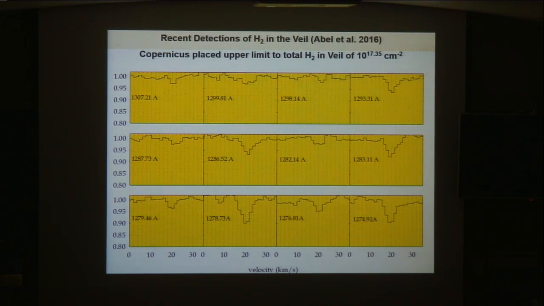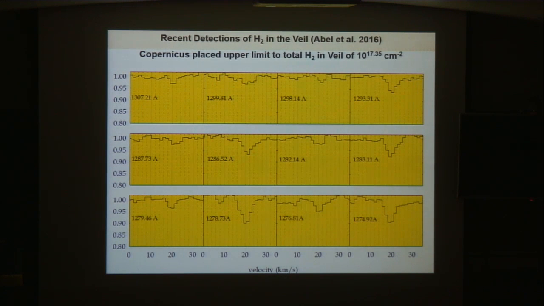So what you see here, in this series of profiles, is the absorption. Sometimes it's a couple percent, sometimes it's around 10%. It's all, however, very low optical depth, which means we are pretty much on the linear part of the curve of growth. We can extract column densities from this.